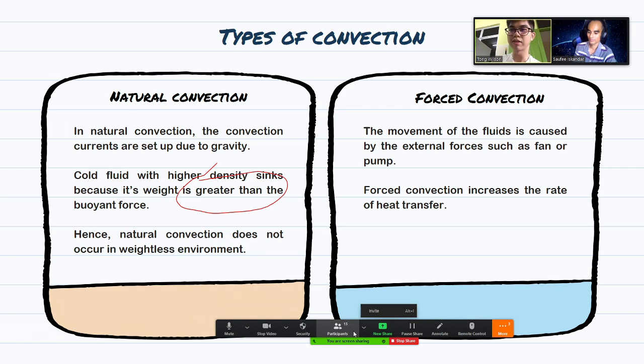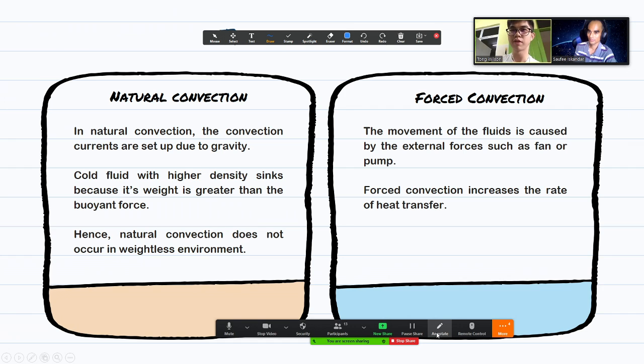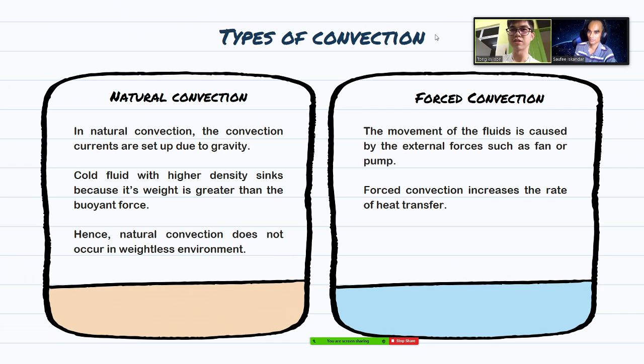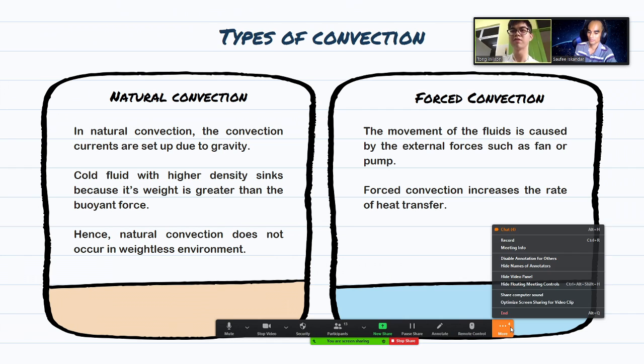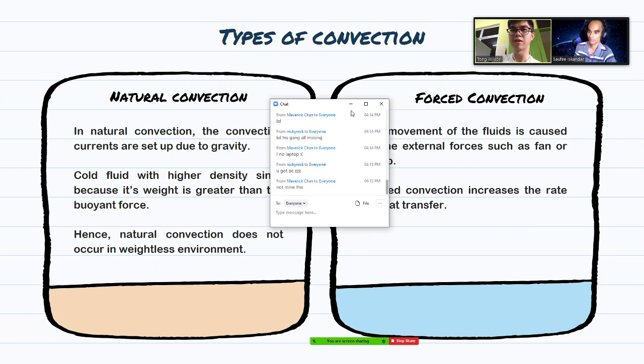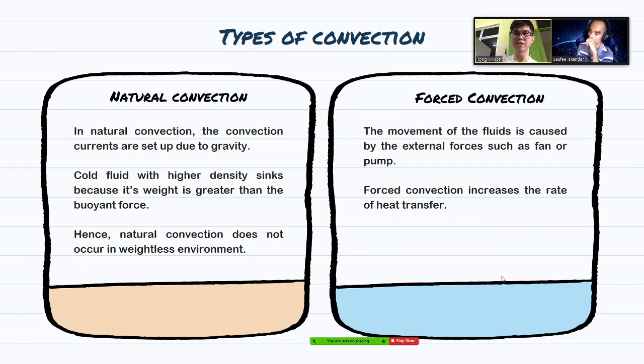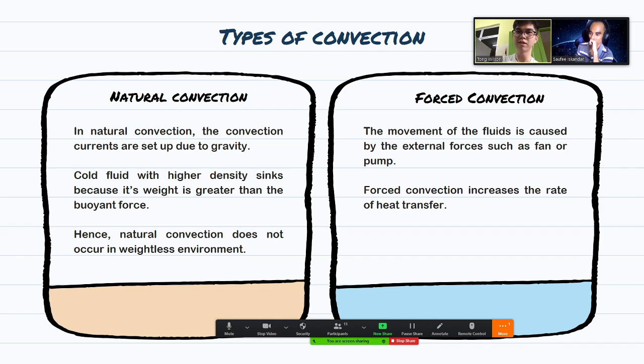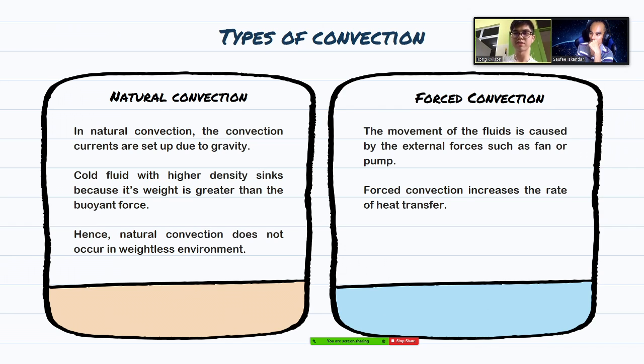Okay, there are two types of convection that we learn. One is natural convection. The convection currents are set up due to gravity. The cold fluids with higher density will sink to the bottom of a container, or like in an environment, because its weight is greater than the buoyant force. Hence, natural convection does not occur in weightless environments.